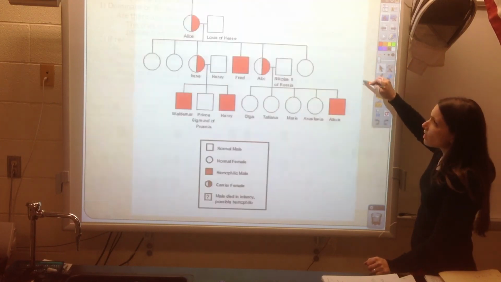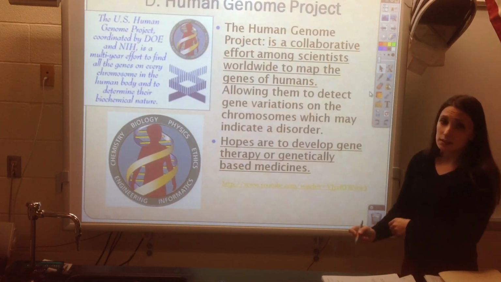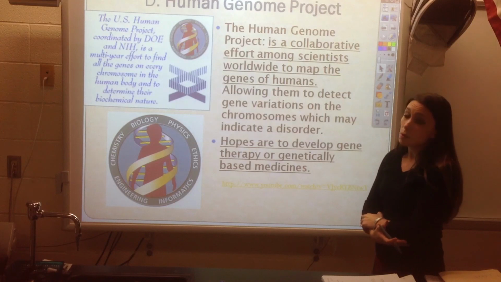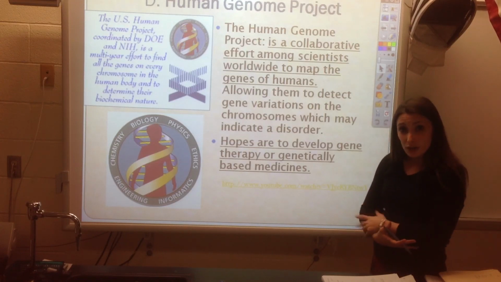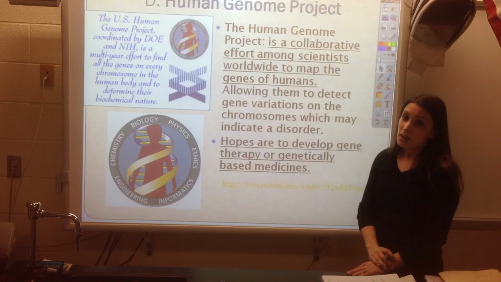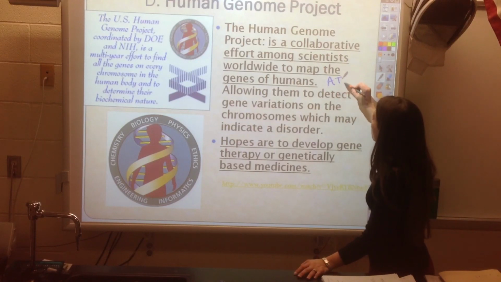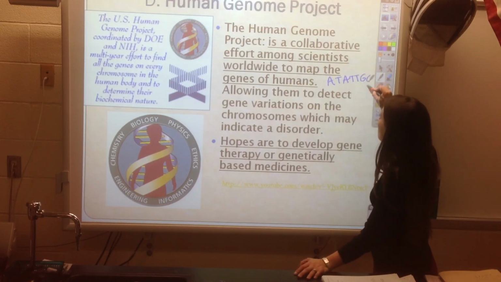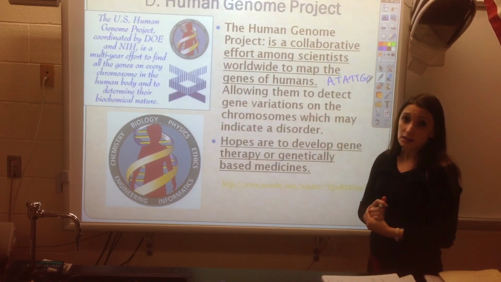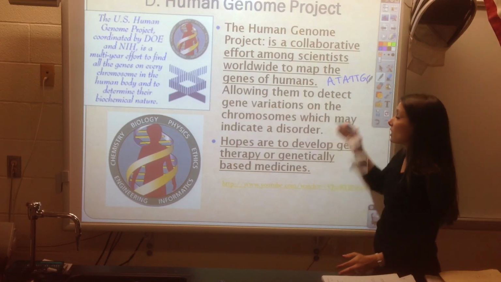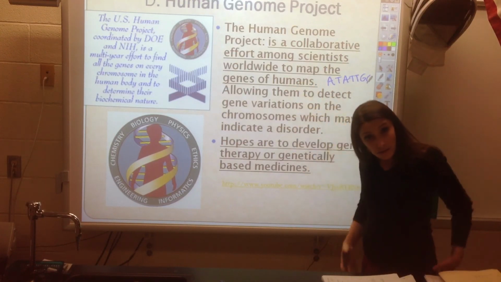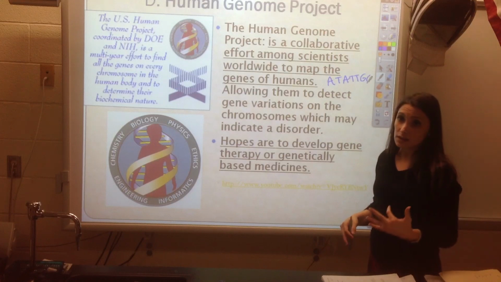Now real quickly, we just want to talk about how we could possibly cure these diseases. One of the big things that we can do is look at something called the Human Genome Project. We can use pedigrees to track diseases, but now we can actually map the genes of humans, meaning that we actually go in and figure out the exact nucleotides that someone has. And we can look at gene variations and tell if someone has a disorder. So we now have the technology to actually determine what genes you have instead of just tracking if you have the phenotype. Because all that a pedigree shows us is the phenotype.